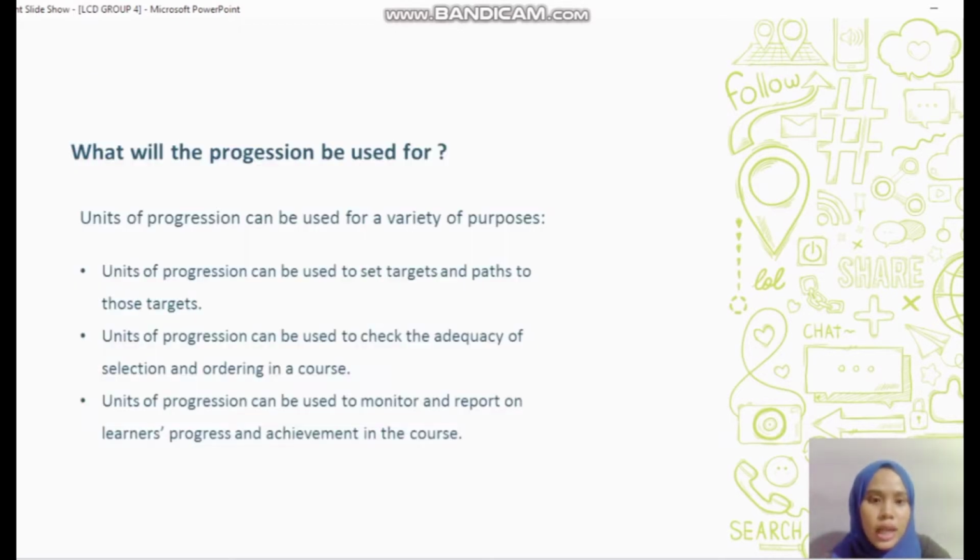Okay? Last, I will explain what the progression will be used for. Units of progression can be used for a variety of purposes, such as to set targets and a path to those targets, to check the adequacy of selection and ordering in a course, and to monitor and report on learners' progress and achievement in the course.